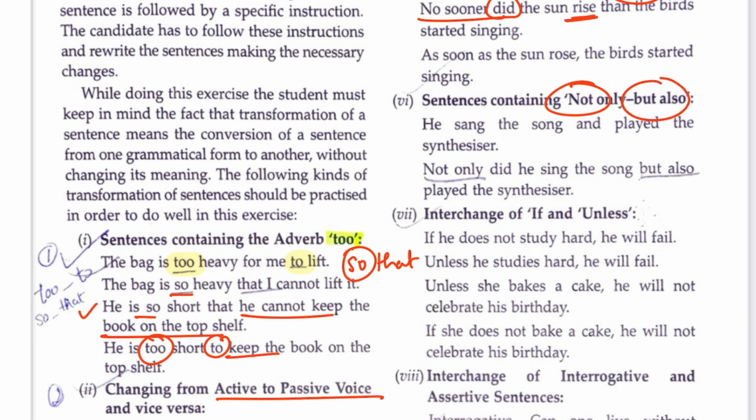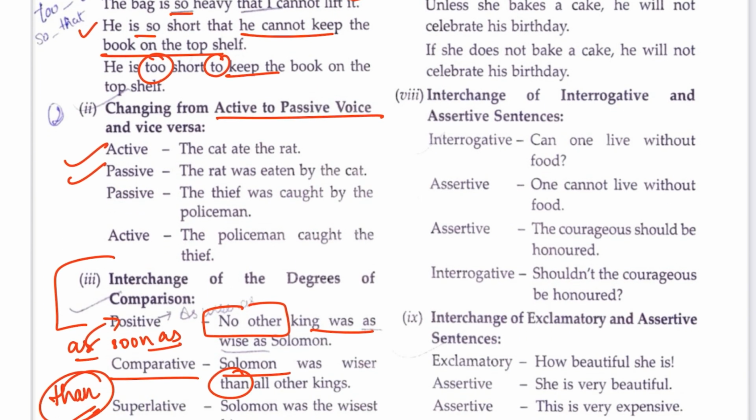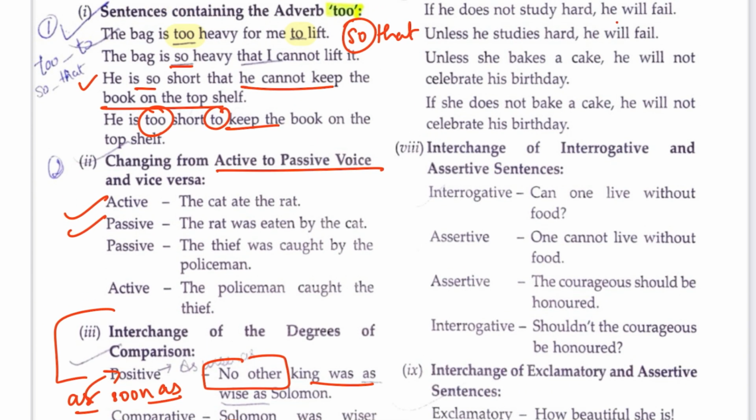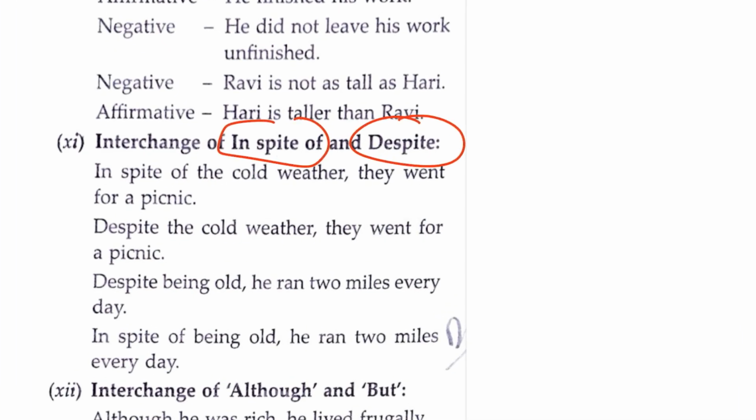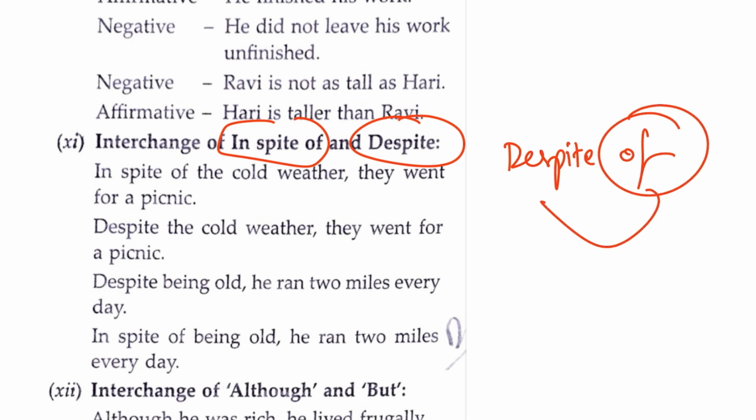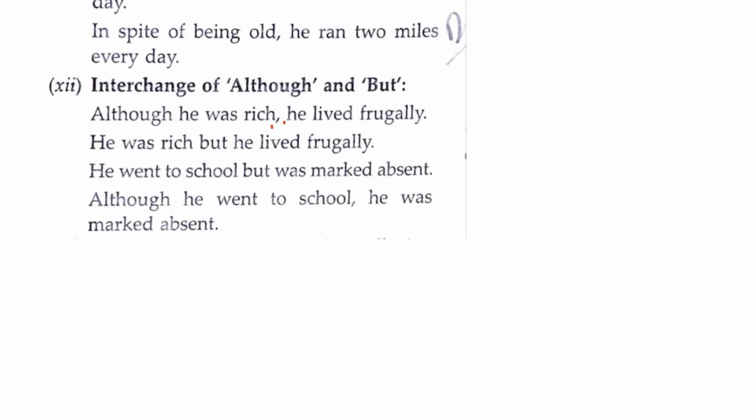Not only but also. Interchange of if and unless. If he does not study hard, he will fail. Unless he studies hard, he will fail. Then interchange of in spite of and despite. Never write despite of. I have seen students writing of with a despite. In spite of the cold weather, comma, they went for a picnic. Despite the cold weather, they went for a picnic. He went to school but was marked absent. Although he went to school, he was marked absent.